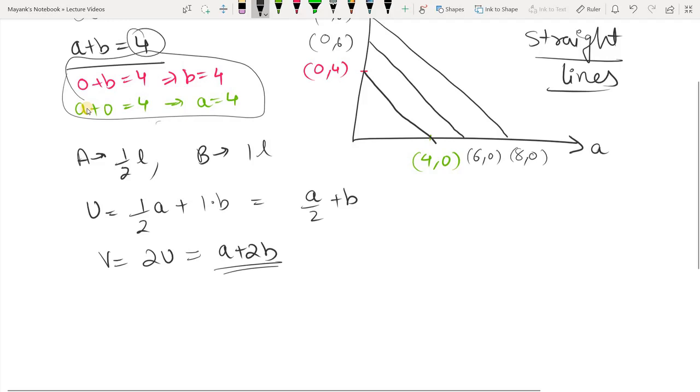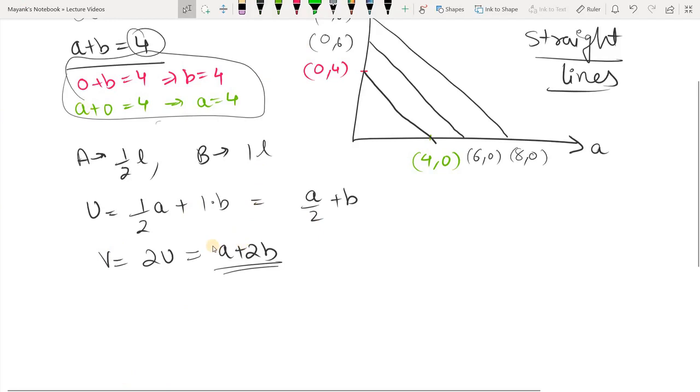Now this, you can say, is the amount of half liters. If half liter were your unit, this is the amount of half liters that you have. So A by 2 plus B was the amount of liters that you have, and A plus 2B is the amount of half liters that you have. So you can have that kind of interpretation. A lot of times, not all utility functions will have some economic interpretation. The important thing to understand is that you need to be able to solve anything irrespective of what the interpretation is. So you need to be able to solve these things.